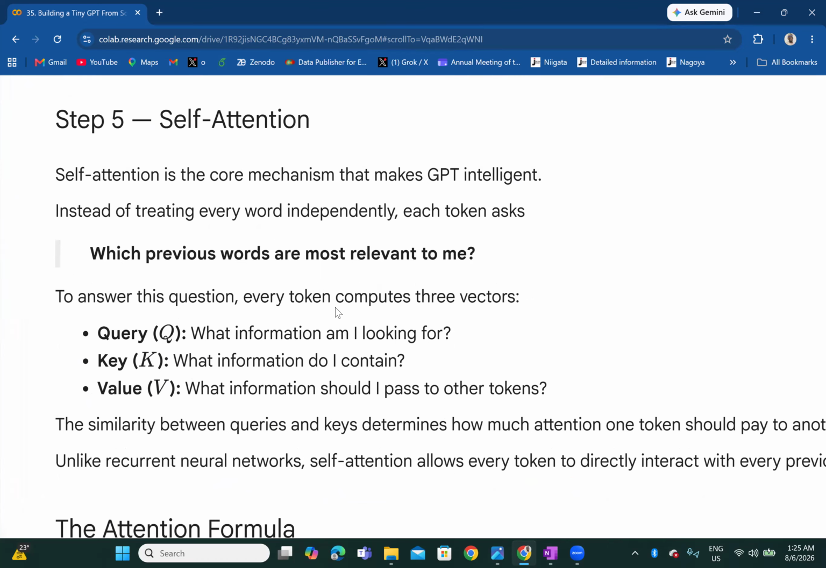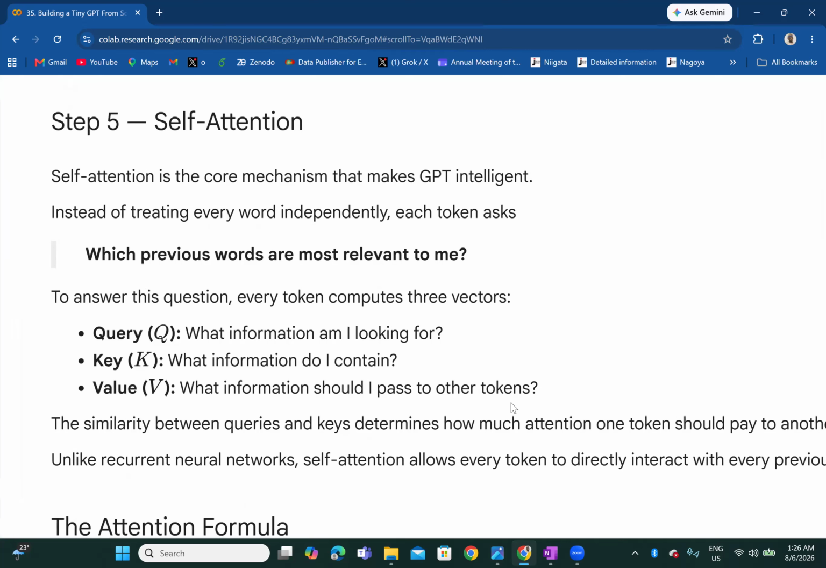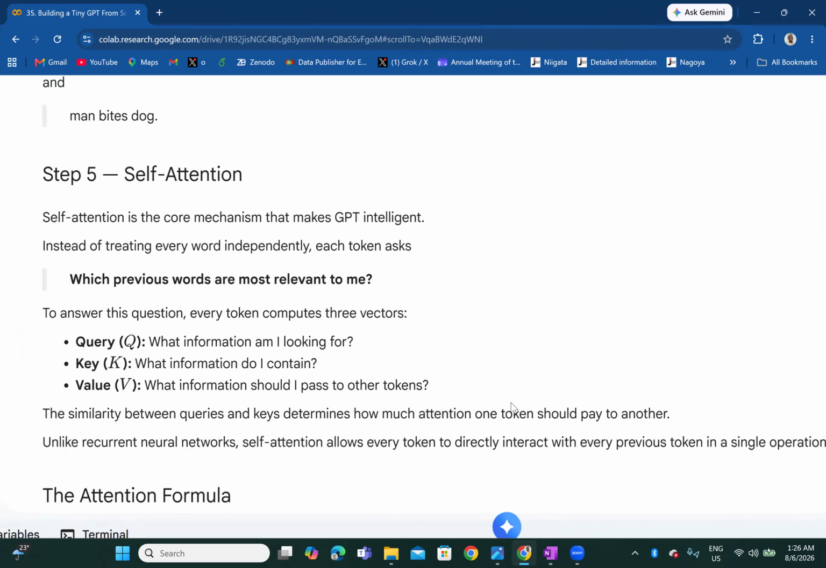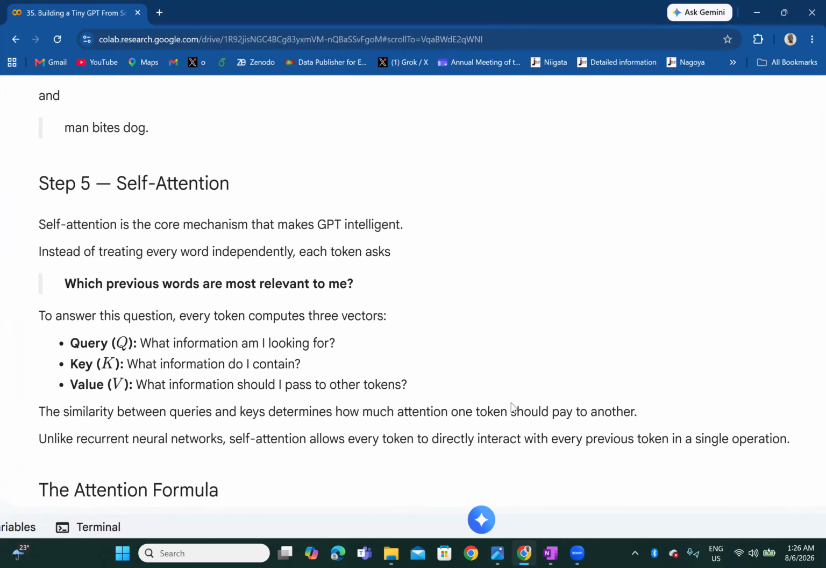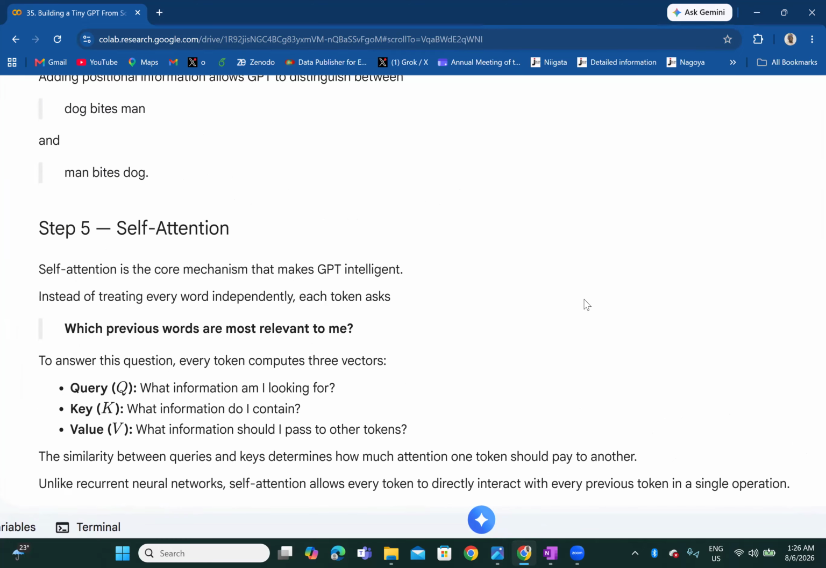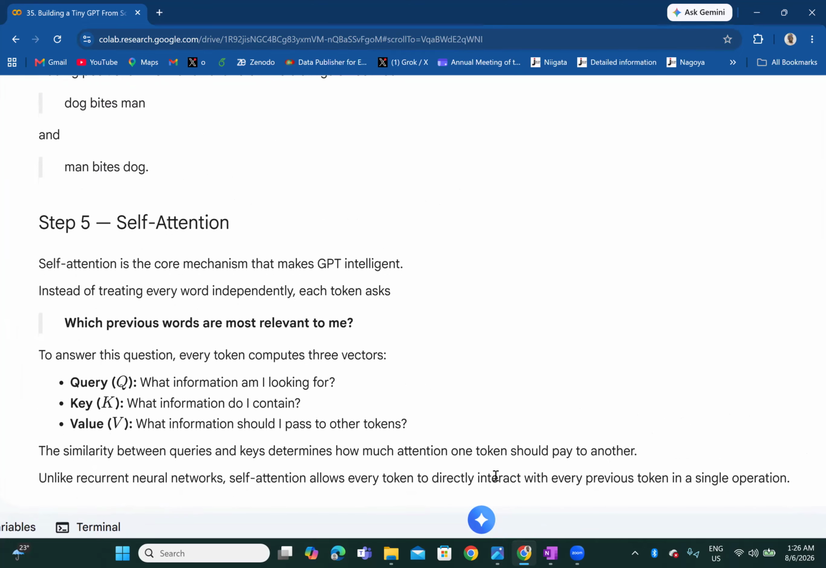To answer this question, every token computes three vectors. You have the query, what information am I looking for? You have the key K, what information do I contain? And the value V, what information should I pass to other tokens? The similarity between queries and keys determines how much attention one token should pay to another. Unlike recurrent neural networks, self-attention allows every token to directly interact with every previous token in a single operation.